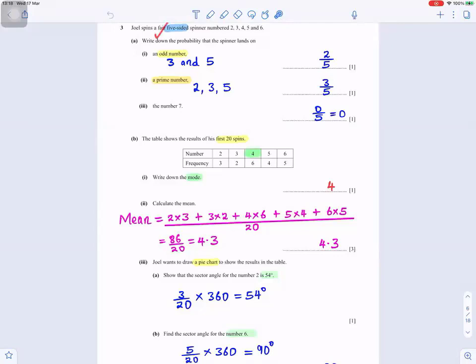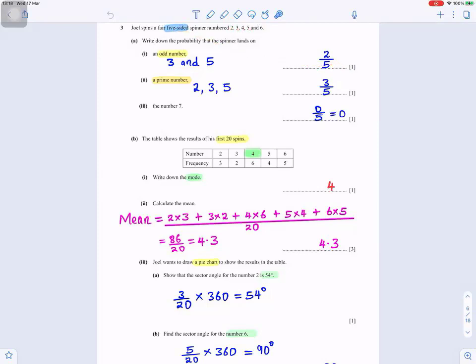Joel spins a fair 5-sided spinner, numbers 2, 3, 4, 5, and 6. Write down the probability that the spinner lands on an odd number. How many odd numbers are there? There's 2 of them, 3 and 5. So there's 2 odd numbers out of 5 numbers: 1, 2, 3, 4, 5. It tells you there are 5 numbers.